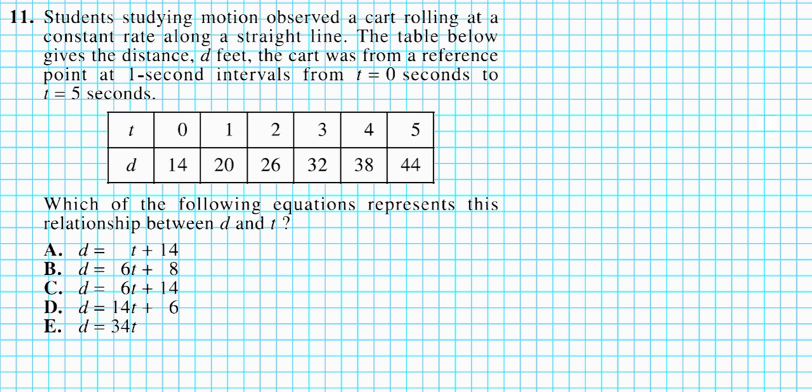It reads, students studying motion observed a cart rolling at a constant rate along a straight line. The table below gives the distance d in feet the cart was from a reference point at 1 second intervals from t equals 0 seconds to t equals 5 seconds. So we have the table here. Which of the following equations represents this relationship between d and t?